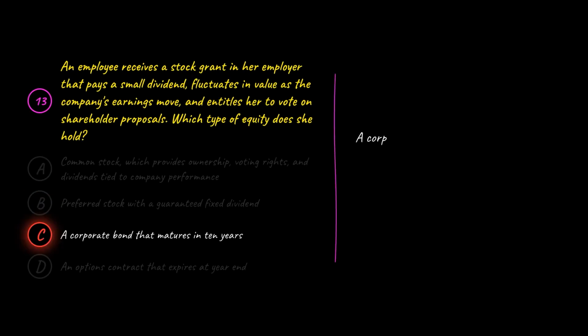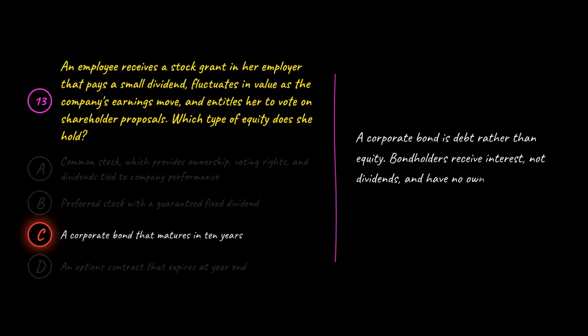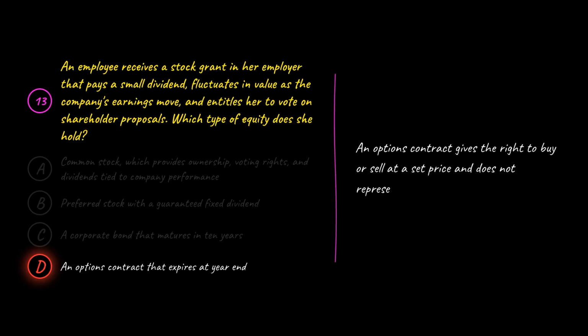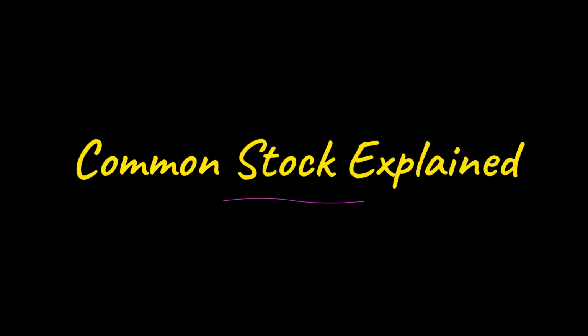C is wrong because a corporate bond is debt rather than equity. Bondholders receive interest, not dividends, and have no ownership or voting rights. D is wrong because an options contract gives the right to buy or sell at a set price and does not represent ownership or pay dividends. Common stock is the standard form of equity ownership in a corporation, the instrument most employees and investors encounter first. Understanding its core features helps you recognize it in any scenario.